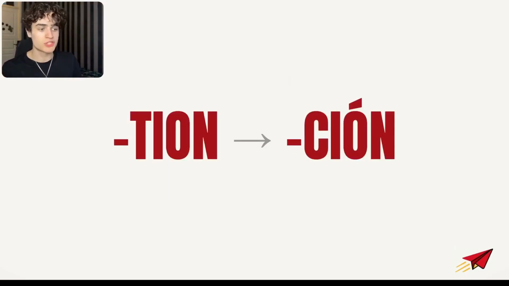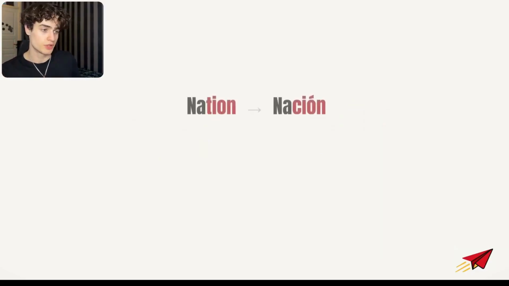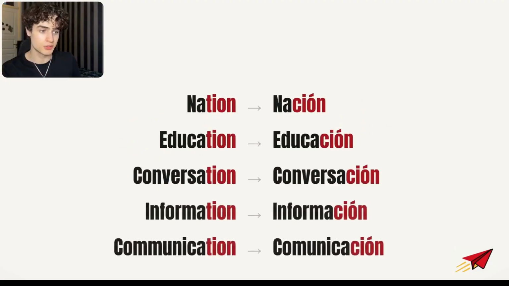characteristics. So this is the rule. Tion becomes cion. So nation becomes nación. Education will become educación, conversation becomes conversación, etc. The only difference, again, is just we're pronouncing it with Spanish vowels mainly, and then obviously some consonants are pronounced differently in Spanish, right? But accent aside, this works, okay?